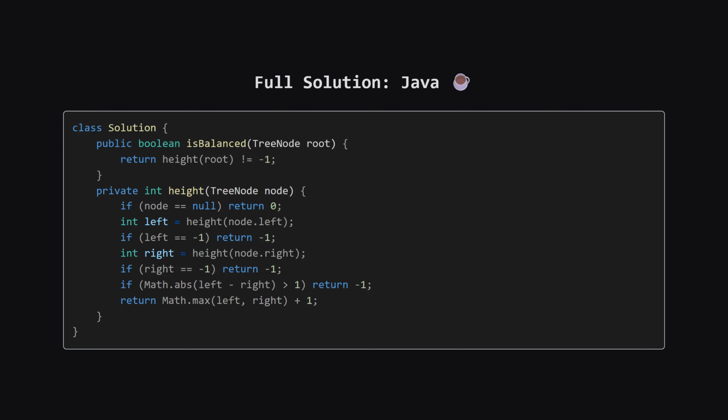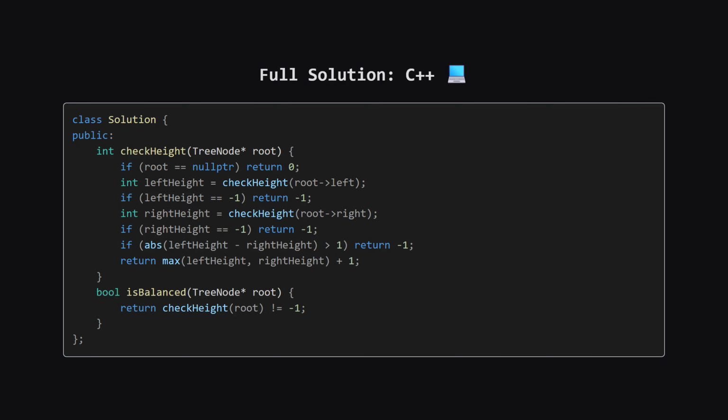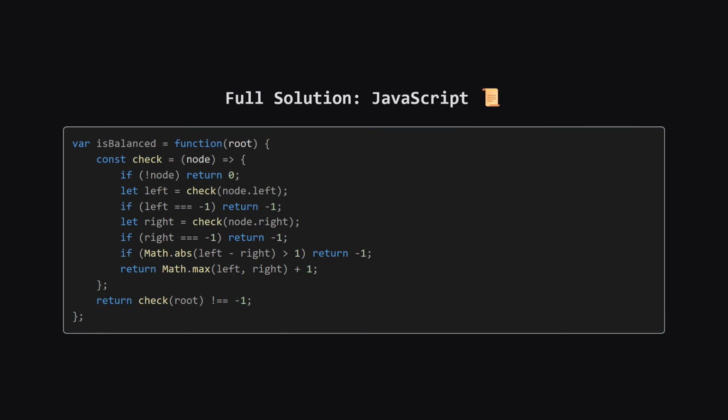It follows the exact same logic of returning -1 as an error signal. And here is the C++ version. We use a separate check height function and return -1 when the balance rule is violated. Finally, the JavaScript solution. We use an inner arrow function to keep everything neatly contained.